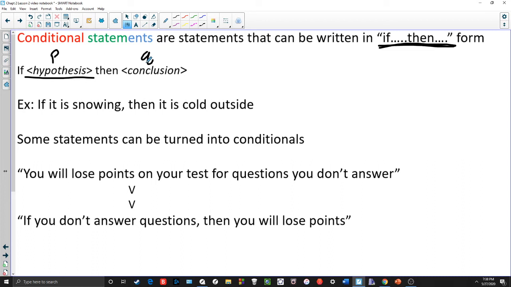Which is why you keep seeing that P and Q float around. These are just the typical variables to use to represent the hypothesis and conclusion. It's a little bit different than what you might think of in science, where you have a hypothesis that you test and then come to a conclusion. In math, it works like this.